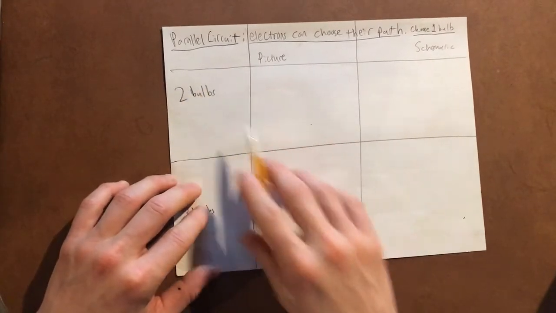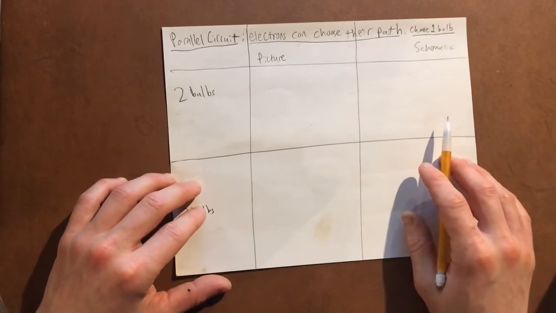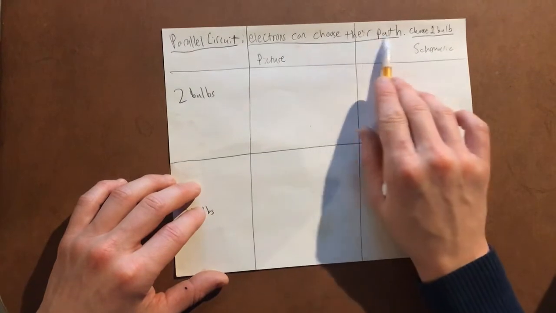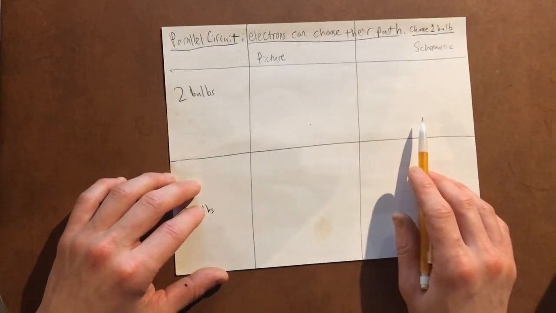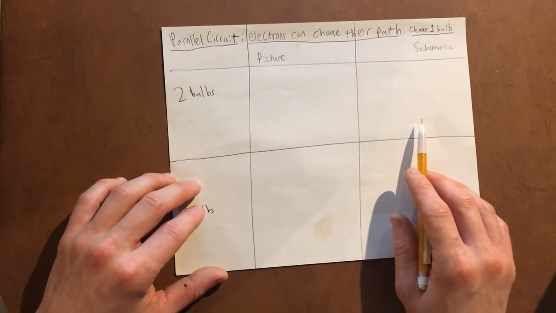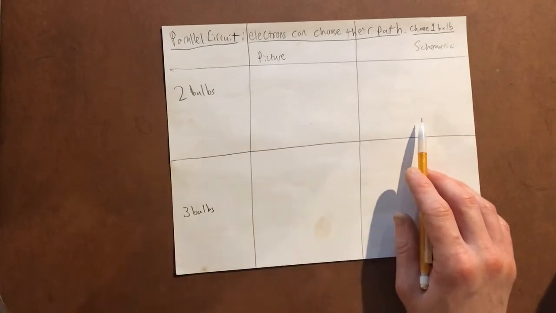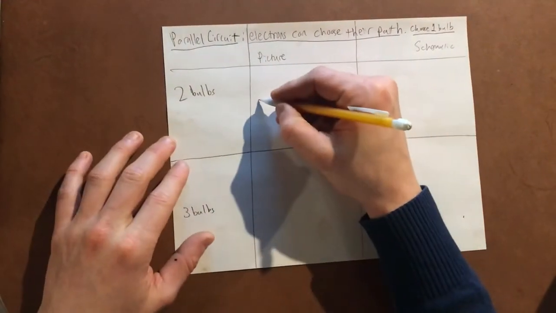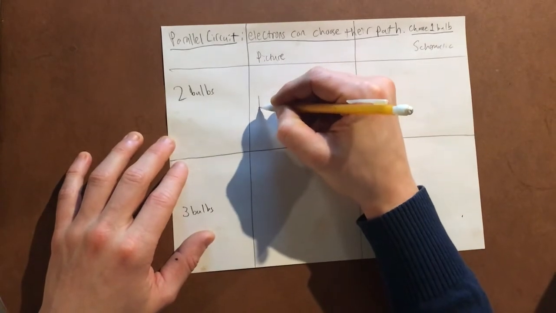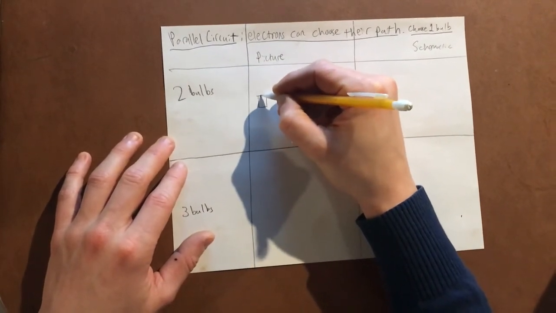Parallel means side by side, basically, all right? That means the electrons can choose their path to go, because there's going to be multiple paths this time. So series circuit, before there was only one path. Now parallel, there's going to be more than one path.